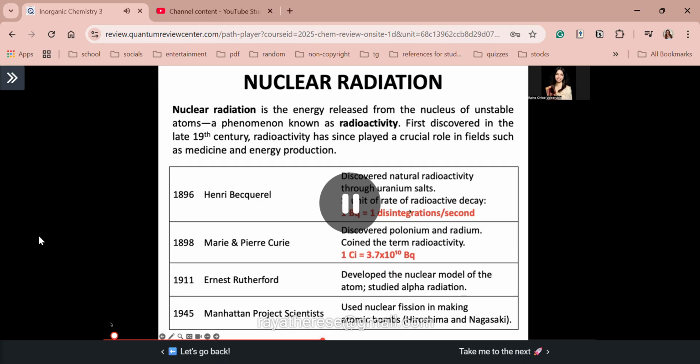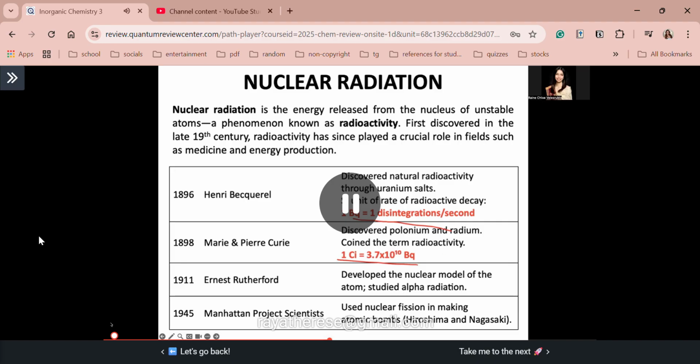So sa kanya galing SI unit ng rate of radioactive decay, which is 1 becquerel, which is equal to 1 disintegrations per second. Okay? Or 1 decay per second. In 1898, Marie Curie and Pierre Curie discovered polonium and radium, which then coined the term radioactivity. With this, the conversion of the unit for the rate of radioactive decay is also invented, where 1 curie is equal to 3.7 times 10 to the power of 10 becquerel. Guys, dapat memorize nyo itong dalawang to, okay? Lumalabas talaga to sa boards, promise. Okay? I mean, minsan kailangan nyo i-convert into curie yung sagot nyo. Okay? Again, 1 becquerel is equal to 1 disintegrations per second, and 1 curie is equal to 3.7 times 10 to the power of 10 becquerel.